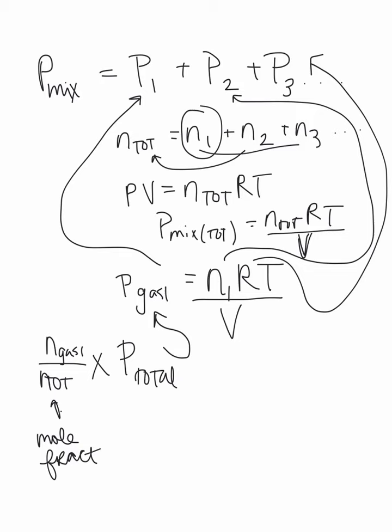So you can see here we have two ways of interconverting between moles of an individual gas and the partial pressure of an individual gas, using the relationship between the mole ratio, the individual pressures and moles, and the total pressure and moles.